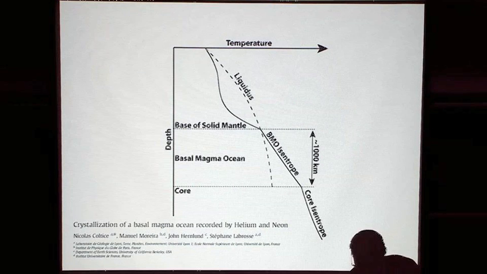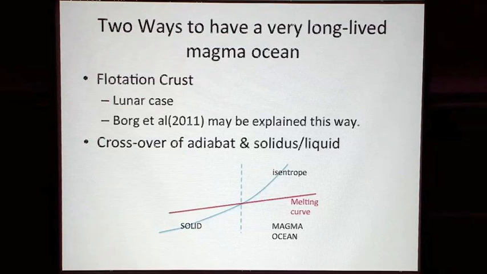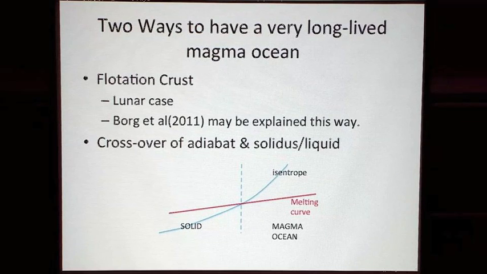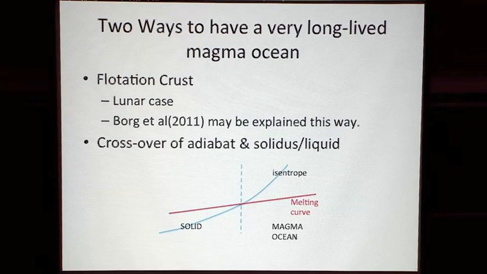So there are two ways to have a very long-lived magma ocean. You can have a flotation crust. This can explain why, on the one hand, we think that the events that went into making the Moon are confined to a short period of time, but the history of the early Moon can be spread out over potentially hundreds of millions of years. But you can also, of course, have a crossover of the adiabat and the solidus or liquidus gradients, the melting curve, broadly speaking. And that, too, can allow you to have a liquid layer, which, of course, is why we have an ocean in Europa.